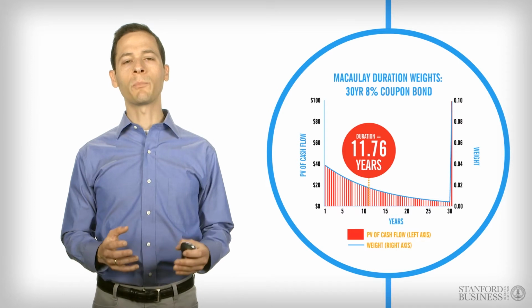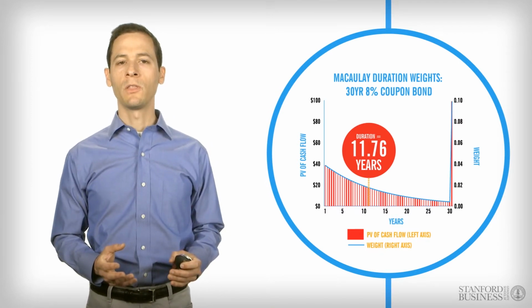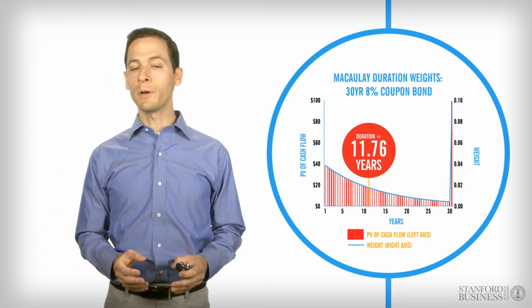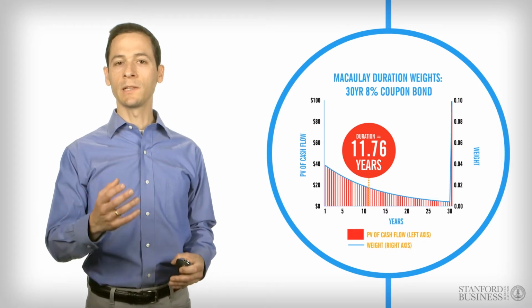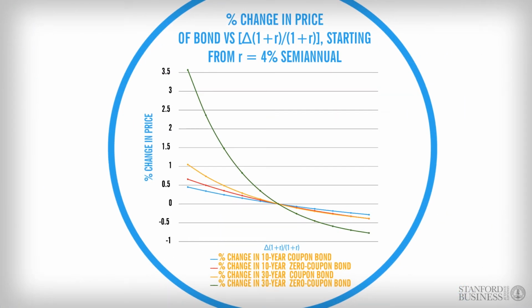How does the duration approximation perform relative to the actual percent change in price that we can expect from changes in interest rates? Well, as you can see from the formula, the duration approximation is a linear approximation. Here is a graph of the actual percent changes in the prices of the 4 bonds relative to the change in rates as measured in the duration formula. The curvature in these lines is called convexity. Convexity is the fact that the bond gains more in value for a 1% drop in interest rates than it loses for a 1% rise in interest rates.